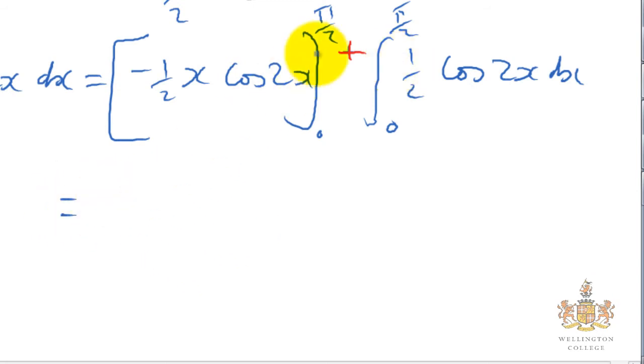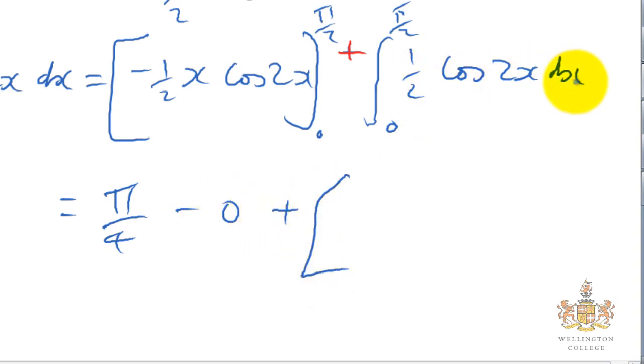So I'm going to put these limits in while we're here. We actually have 2 times pi by 2, so we've got cos of pi. And cos of pi is minus 1, so times that by pi by 2, times that by half, that's going to give me pi by 4, minus 1, minus, gives me pi by 4. Put 0 in, and you get 0 times 2x, and that gives you 0. So you've got pi by 4 minus 0, plus, integrate this.